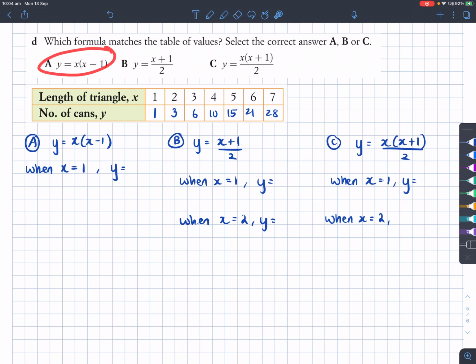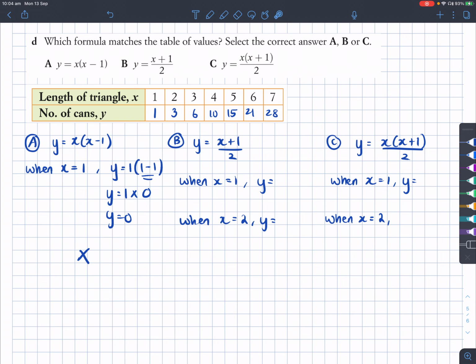Let's test the first one. When you test x as 1, you should get a y value of 1. If I test x as 1 in this case for answer A, I will get 1 times 1 minus 1, just by substituting in both of these x's as 1s. That would equal 1 times 0, which is 0. That doesn't actually match, because it's meant to be 1. So A is not the correct solution.